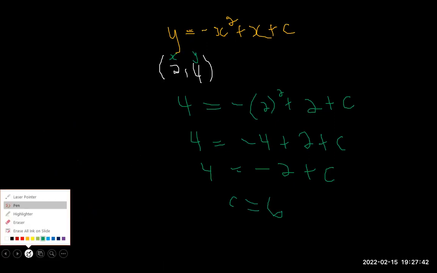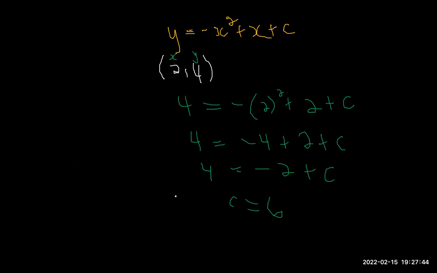Therefore, my equation of the curve, which was the whole point of me doing this in the first place, was to find my equation. Y is equal to minus x squared plus x, but instead of putting c, I know the value of c is 6. So I'll put plus 6. This is my equation of the curve. Everybody understand that so far?